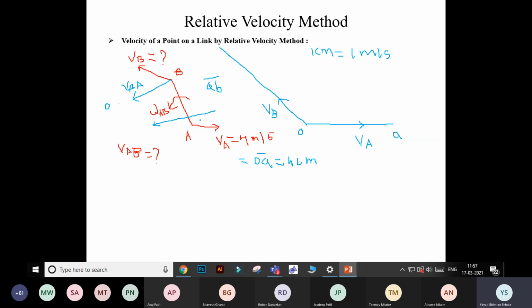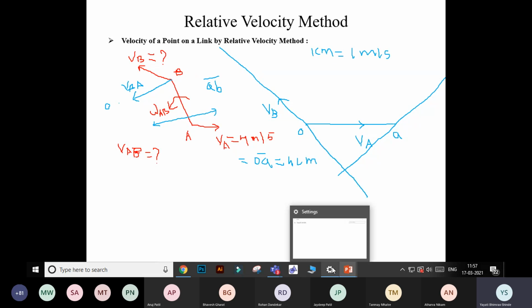This is nothing but your vector AB. Through this A, I will draw a line perpendicular to AB. We don't know the intersection point. We have already drawn the vector OB. See, this is the vector OB. Now you have to extend this vector OB on both sides. Where the intersection of vector AB and vector OB takes place, that intersection point is nothing but your B point.